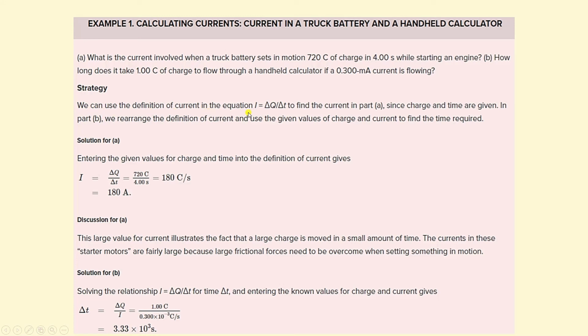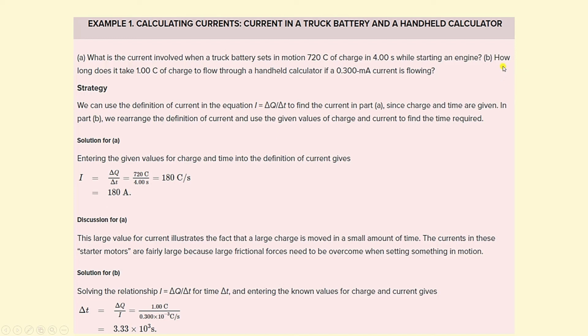We can use the definition of current. Current is equal to charge upon time. Since charge and time are given, for the first part we enter the values of charge and time in the definition. Current is given by charge upon time. Charge is 720 coulomb and time given is 4 seconds. Dividing these two values, we get 180 coulomb per second. Coulomb per second is equal to ampere. So the current comes out to be 180 ampere.